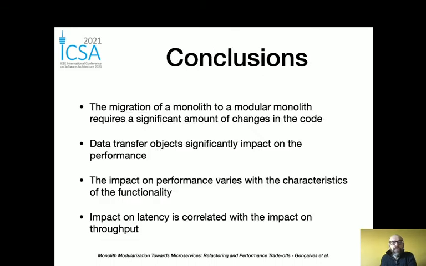So some conclusions. The migration of a monolith to a modular monolith requires a significant amount of change in the code. Data transfer objects significantly impact performance. The impact on performance varies with the characteristics of the functionality, and the impact on latency is correlated with the impact on throughput. So I think this gives a first idea about the migration from monoliths to microservices, and shows us that even without a distributed context, we already need to be concerned about the migration effort and performance issues.